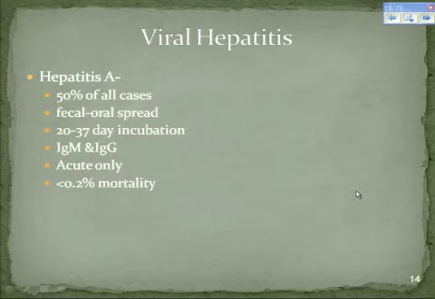You get an elevation in IgM and IgG, which is the body's way of fighting the infection. And hepatitis A is usually only acute. It doesn't become chronic. And it has a very low mortality, thank goodness, of less than 0.2%.